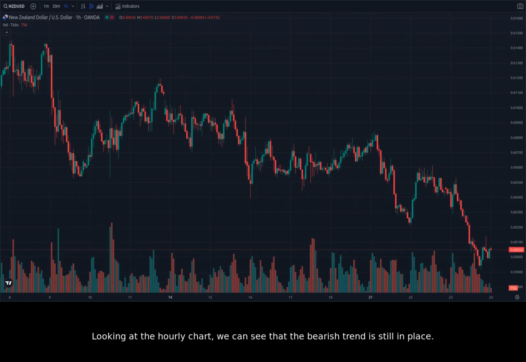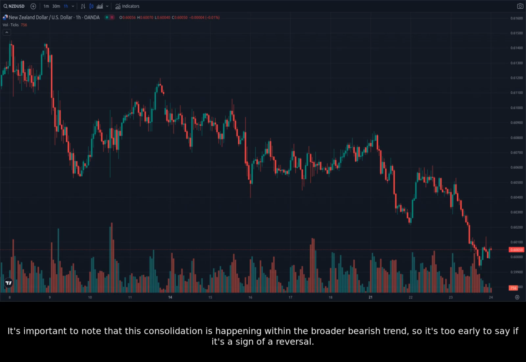Looking at the hourly chart, we can see that the bearish trend is still in place. However, the price action is showing signs of consolidation around the 0.6050 level. This suggests that the price may be finding some support around this area. It's important to note that this consolidation is happening within the broader bearish trend, so it's too early to say if it's a sign of a reversal.